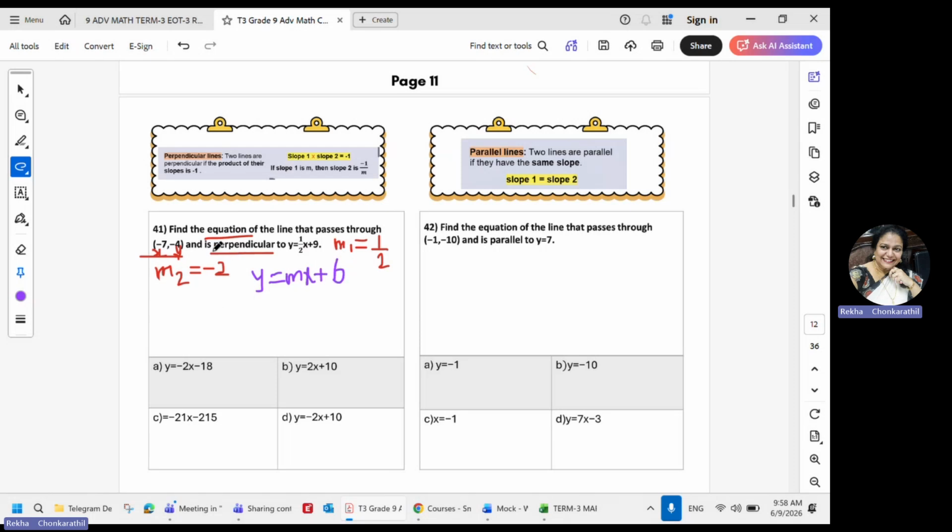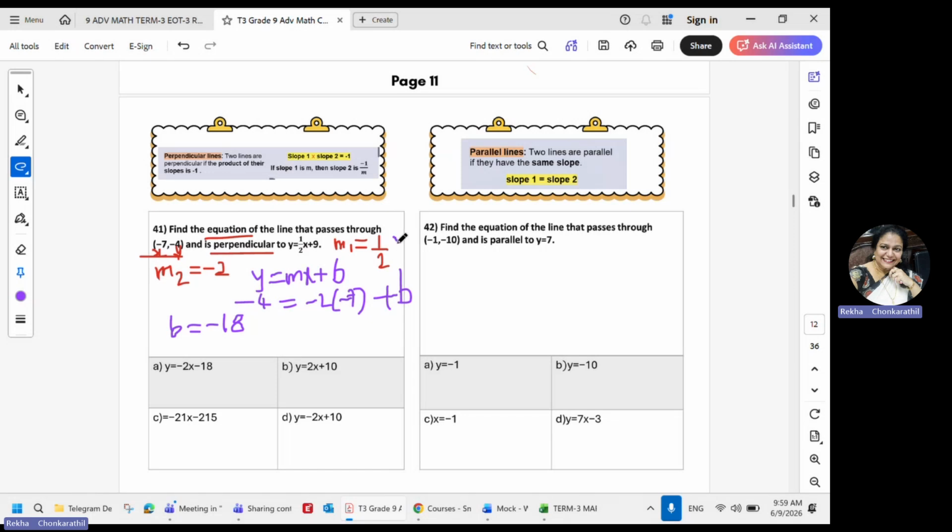And substitute these values. y is -4, m is -2, x is -7, and b we don't know. You can use your shift solve and you will get the value of b as -18.